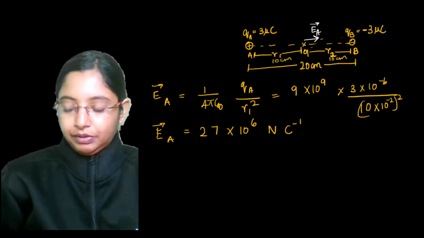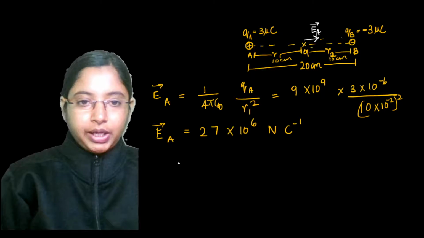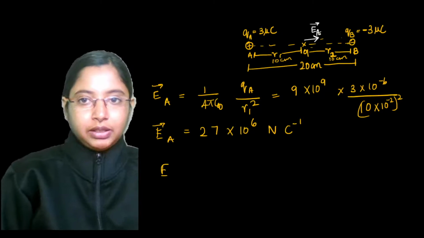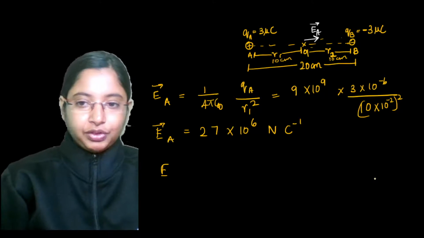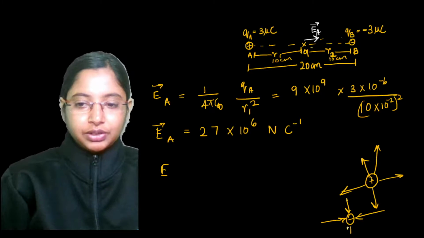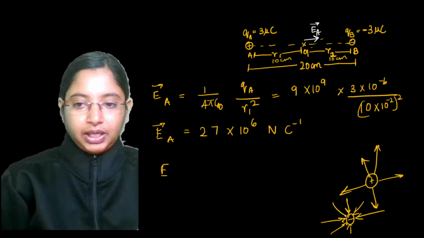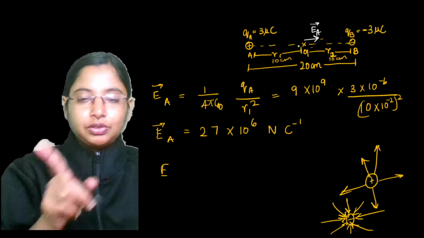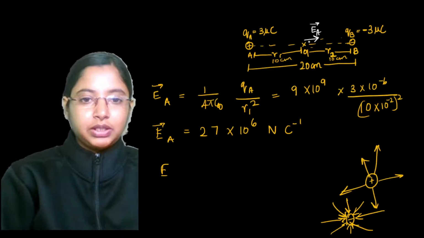Now, for the electric field at E, what will be my electric field? Because of the positive charge, the electric field will be in this direction. If you take any positive charge, the electric field lines will always point radially outwards. For negative charges, the electric field lines will always point radially inwards. That is one property of electric lines of force we would have learned, right? So in this case, the positive charge, the electric field lines will point radially outwards.